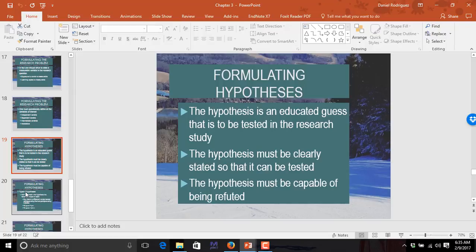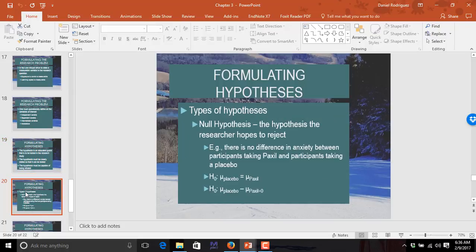We talked about pseudosciences before. In pseudoscience, the onus is on the consumer to prove that the item doesn't work or the hypothesis is incorrect. But in science, we put it on ourselves. So we start by formulating hypotheses that are rejectable. Now, a lot of these terms here should be familiar to you.